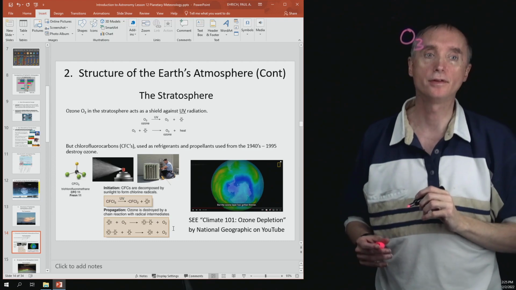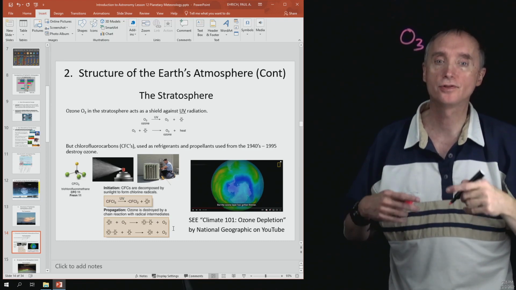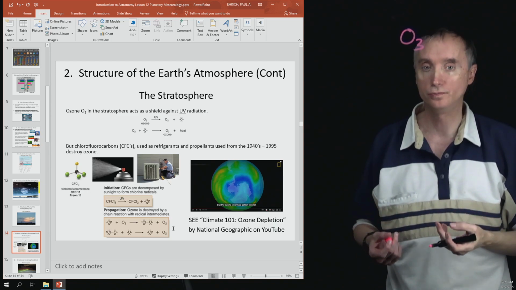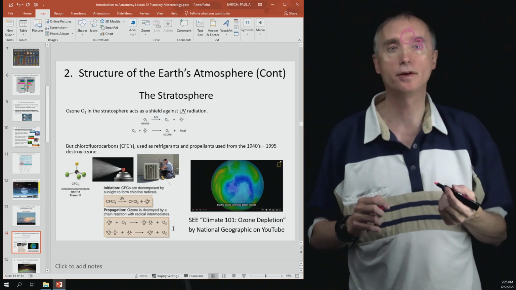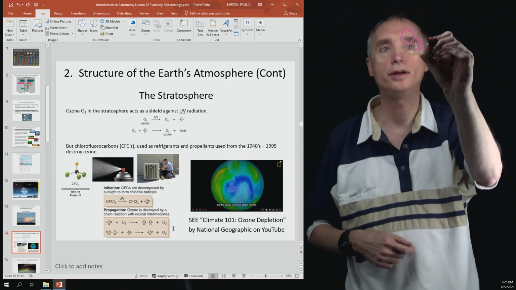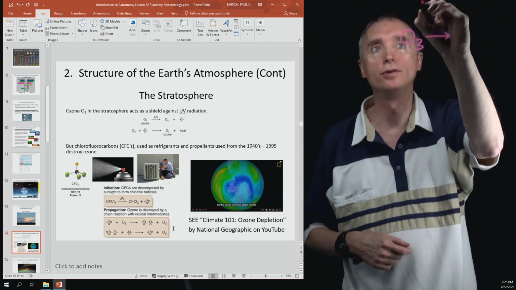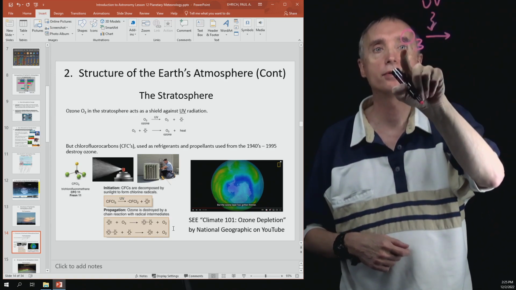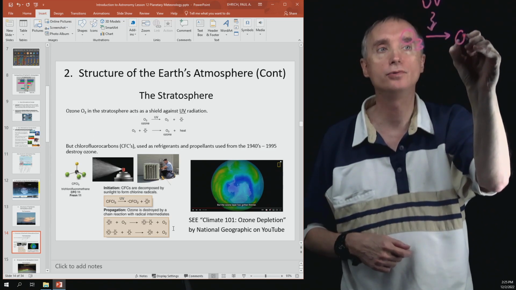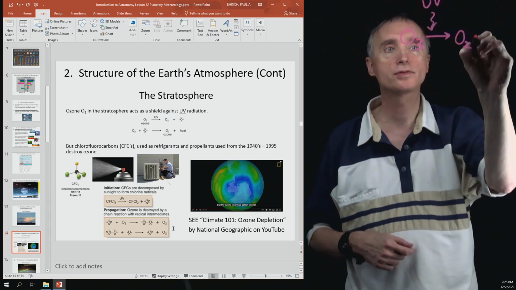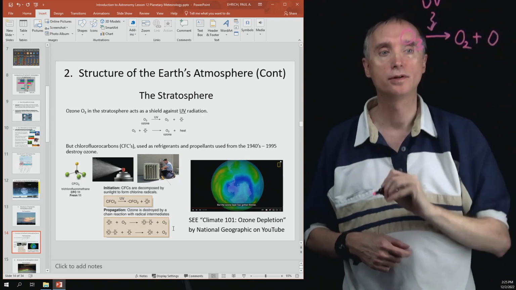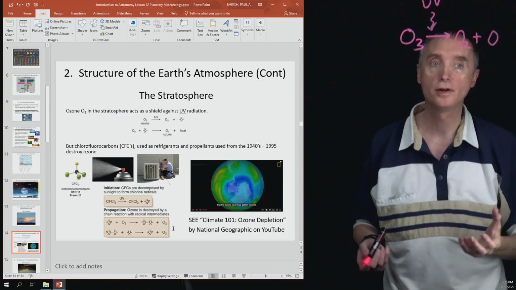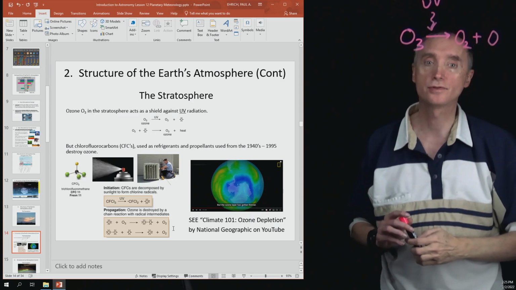Now, you can't breathe it, so don't get the idea just because it's got oxygen in it that you can breathe it. What you can breathe is O2. What happens up there is that when ultraviolet light comes in, it breaks apart the O3 into O2 plus oxygen. So we started with O3, and now we've got O2, which you could breathe, and then regular oxygen.